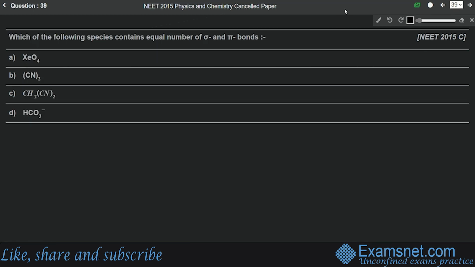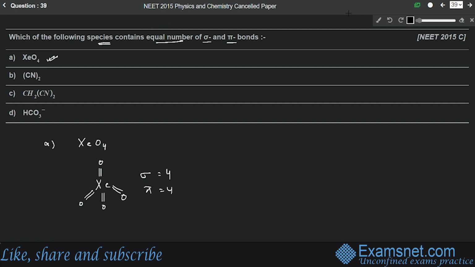Next question says, which of the following species contains equal number of sigma and pi bonds? Again, we simply have to count the number of sigma and pi bonds. So let's check. In the first one we have XeO4. So this is xenon double bond O. There are 4 oxygens all with double bonds, right? So the number of sigma bonds is 4 and the number of pi bonds is also 4. So here the number of sigma and pi bonds are equal. So it should be the correct answer.